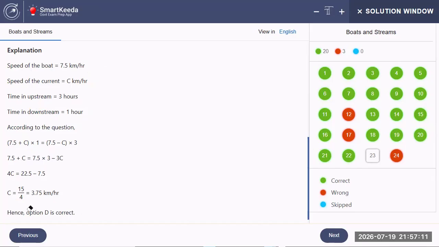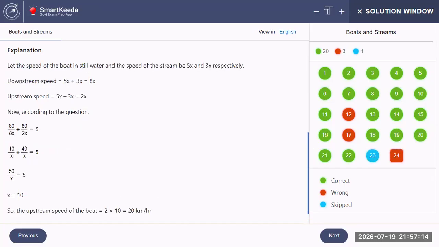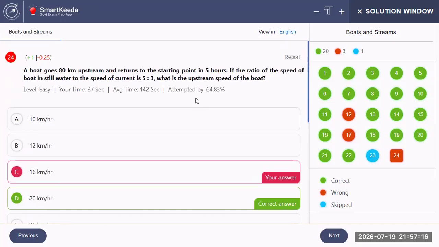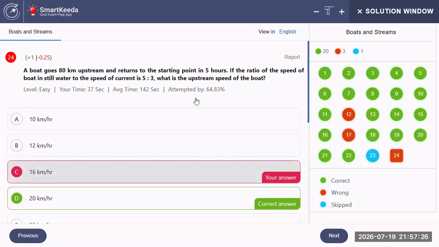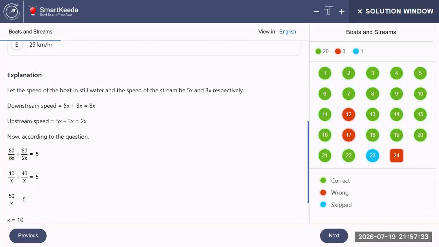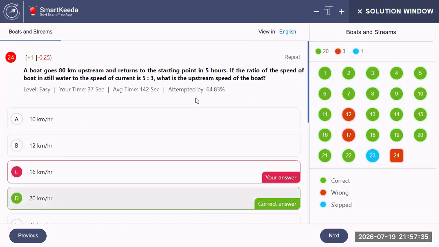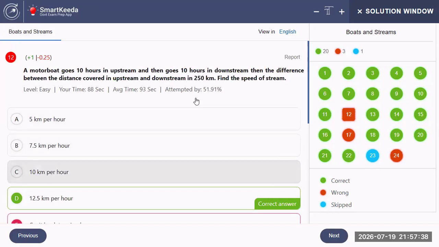तो ये लास्ट में क्या बोलती है? 24th क्वेश्चन में बोट गोज 80 किलोमीटर अपस्ट्रीम एंड रिटर्निंग, तो इसका तो मेरे को 16 आ गया था. Find the upstream speed of the boat. Upstream returns to the starting point in 5 hours. The road was 10 kilometers in upstream and then 10 kilometers in downstream.